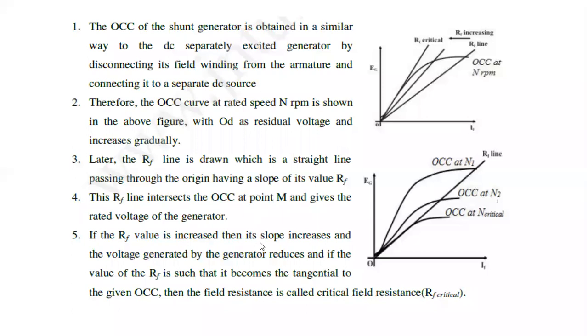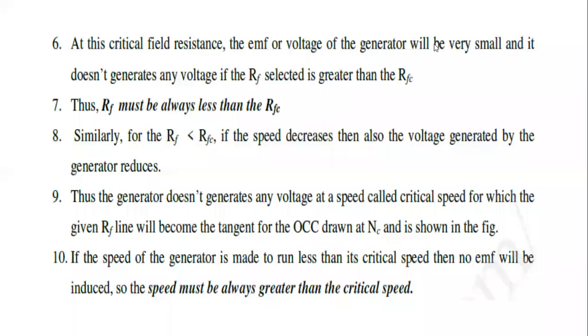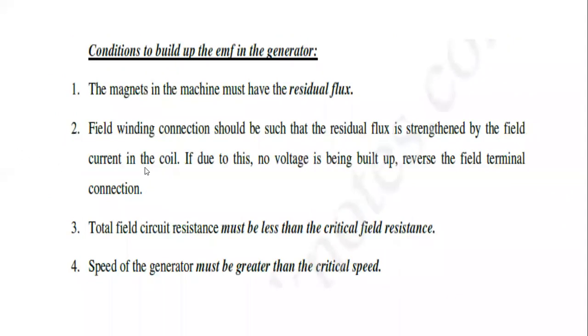If the RF value increases, then the slope increases and the voltage generated by the generator reduces. And if the value of RF is such that it becomes tangential to the given OCC, then at this critical field resistance the EMF or voltage of that generator will be small. By using this RF line, we calculate the rated voltage. This is the procedure for that voltage.